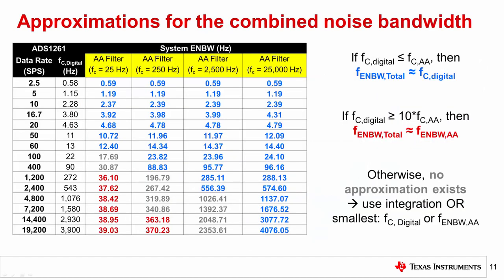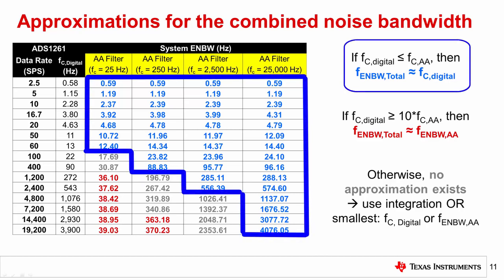This table shows the ADS-1261's cutoff frequencies for all available data rates using the Sinc4 filter as reported in the ADC's datasheet. Each yellow column represents a different first-order anti-aliasing filter cutoff frequency from 25 Hz all the way up to 25 kHz. The values in the table are the combined system noise bandwidth for each sinc and anti-aliasing filter cutoff pair. These values can be generally grouped in one of three ways.